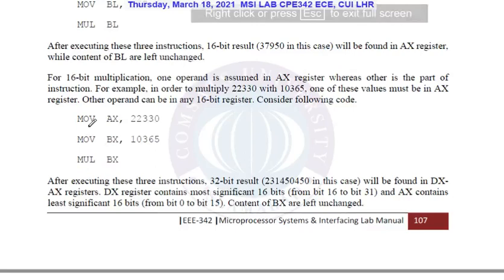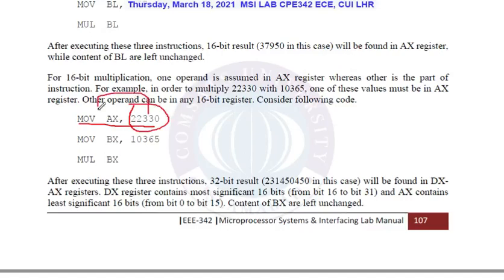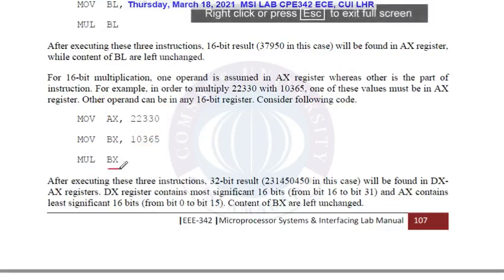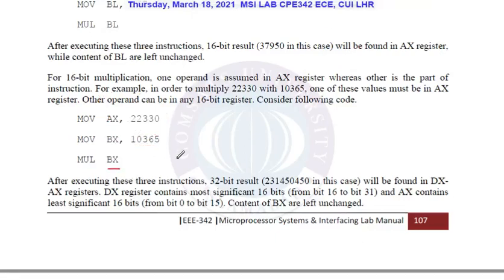For example, if you see MOV AX, 22330, the first 16-bit value will be stored in AX, then with this second command, the second value will be placed in BX, and then there is a command MUL BX. In that case, the 16 bits of the BX register will multiply with the 16 bits of the AX register.